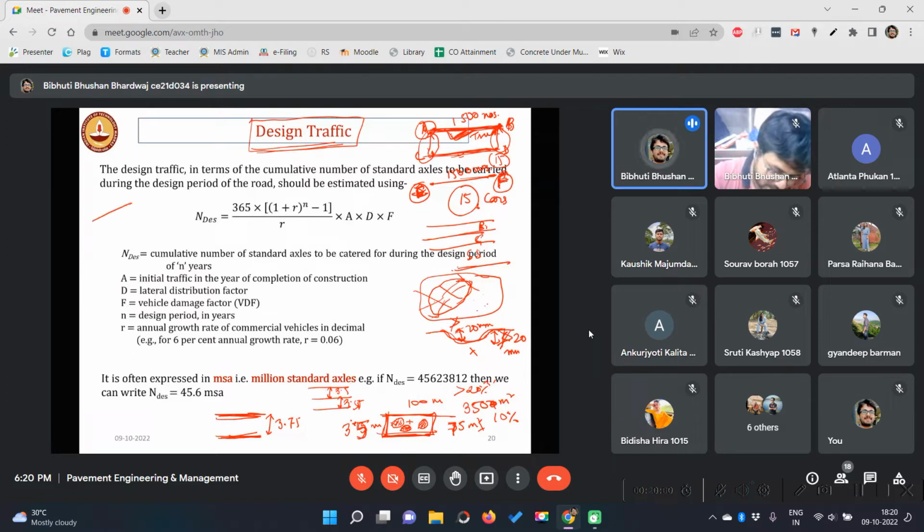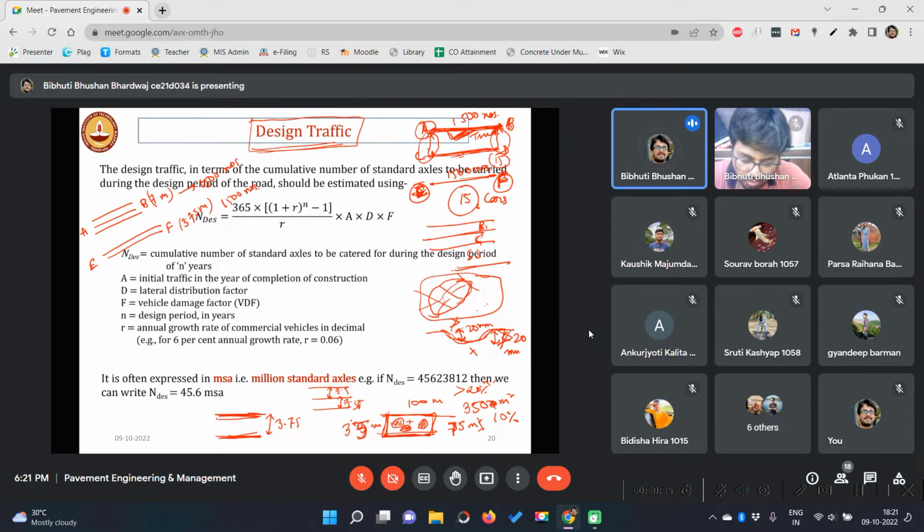Suppose one more factor I am telling you. Suppose this A to B, okay, A to B, and this is E to F. A to B is a double lane road. Double lane road. So the width is 7 meter. E to F is single lane road, which is 3.75 meter. Both carry 1500 numbers of trucks. Same vehicles, same loads. Okay.